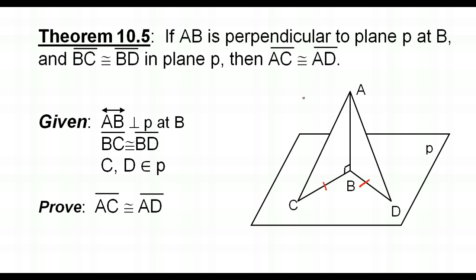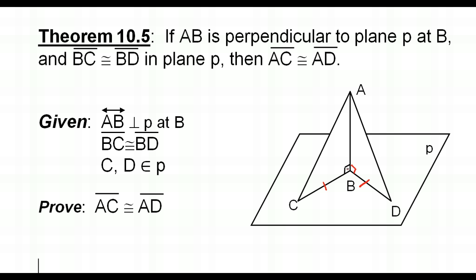Alright, so the actual proof of this is in the overhead masters you can look at. I'm just going to talk through it for our case here today. So I'm given that I've got AB perpendicular. Now the definition of a line perpendicular to a plane means that that line is going to form a right angle with every single line that goes through B.